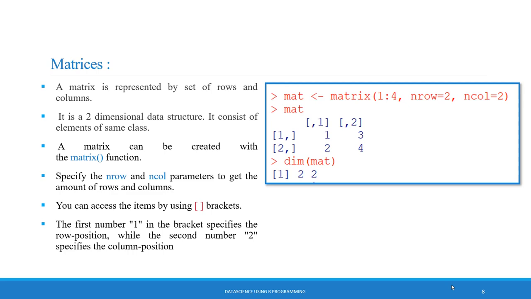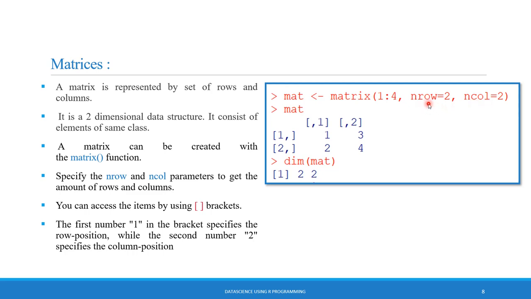Matrices are two-dimensional data objects, in the sense it consists of both rows as well as columns. It is a homogeneous data structure, in the sense it can store only a single type of data element. A matrix can be created using the function matrix(). Within this function you have to mention the data as well as parameters such as nrow and ncol.